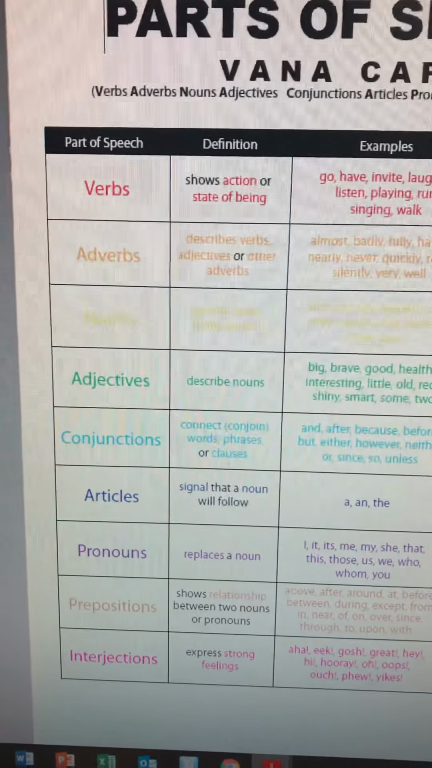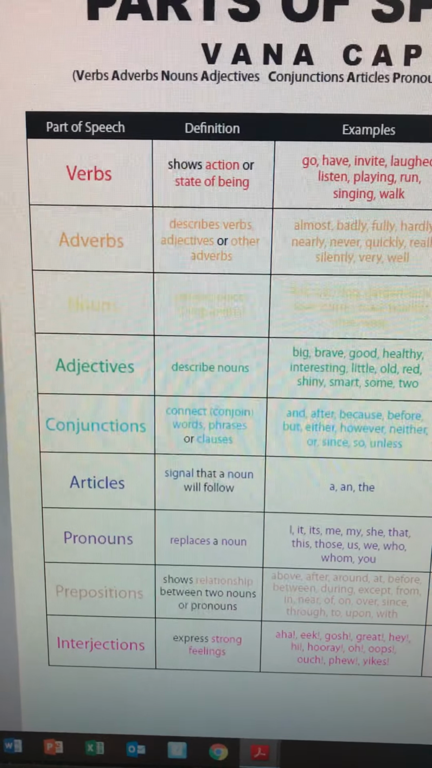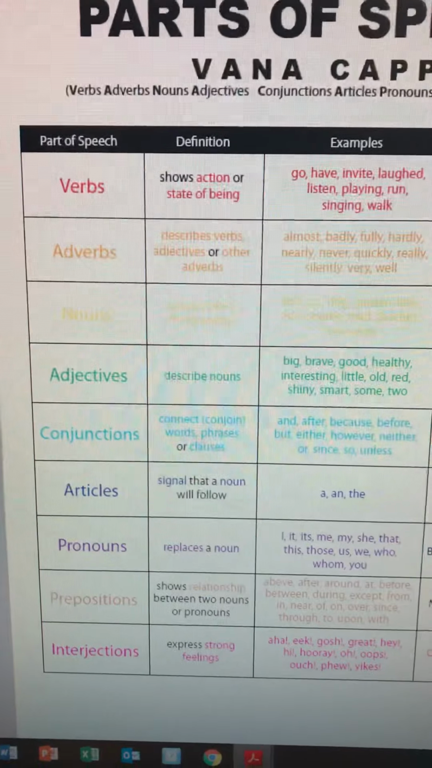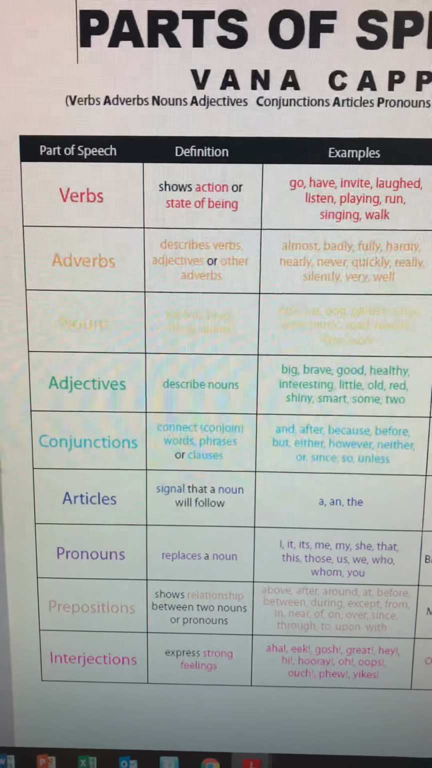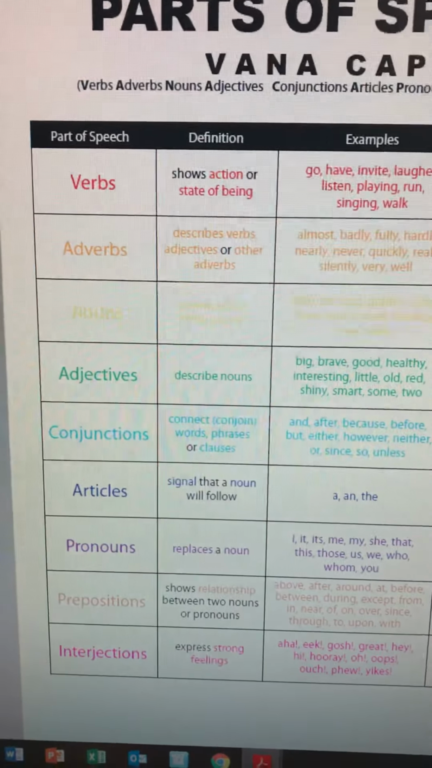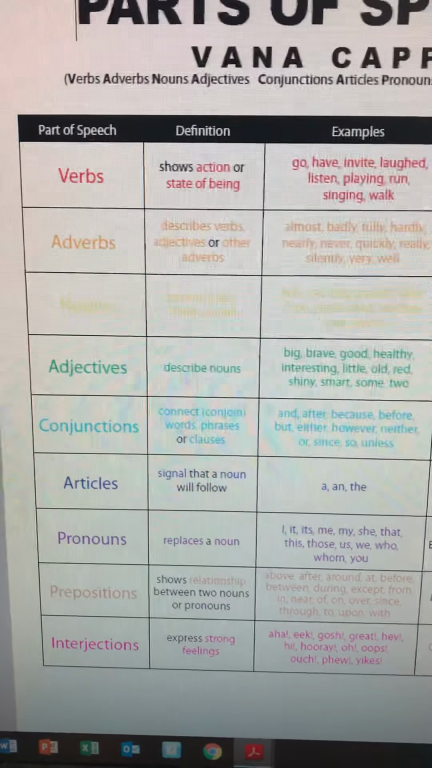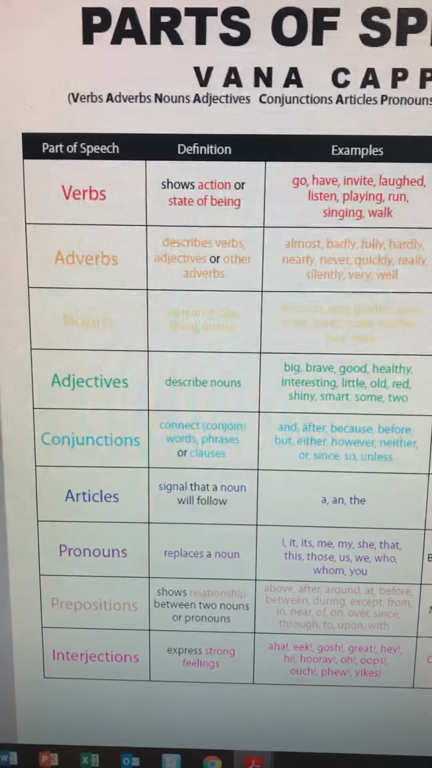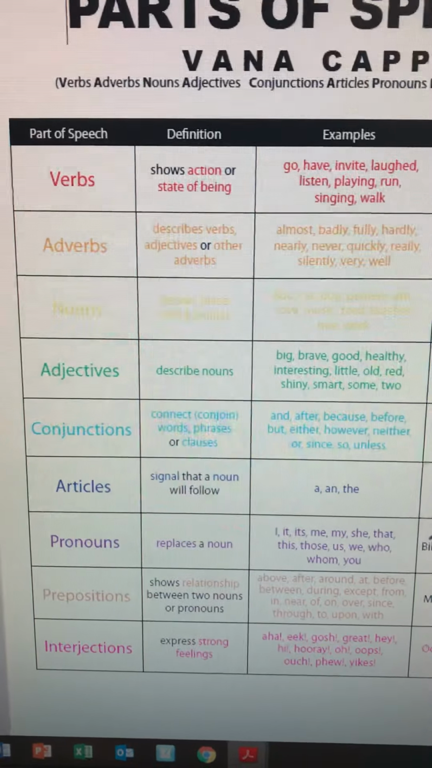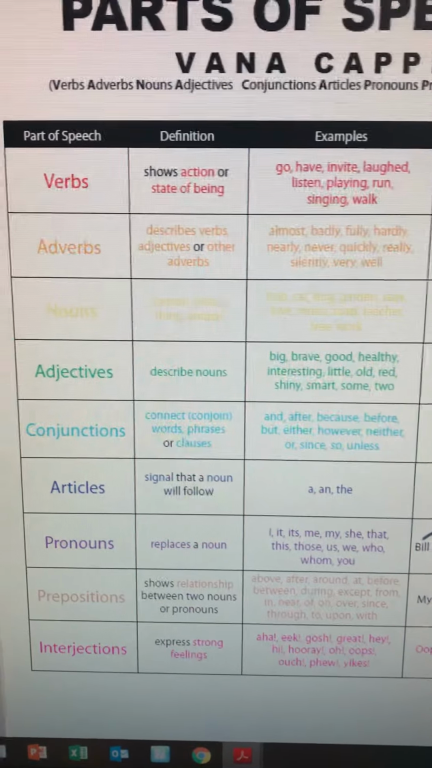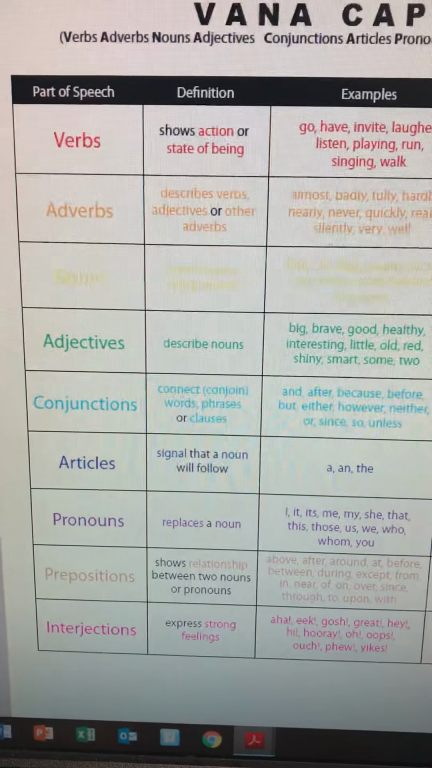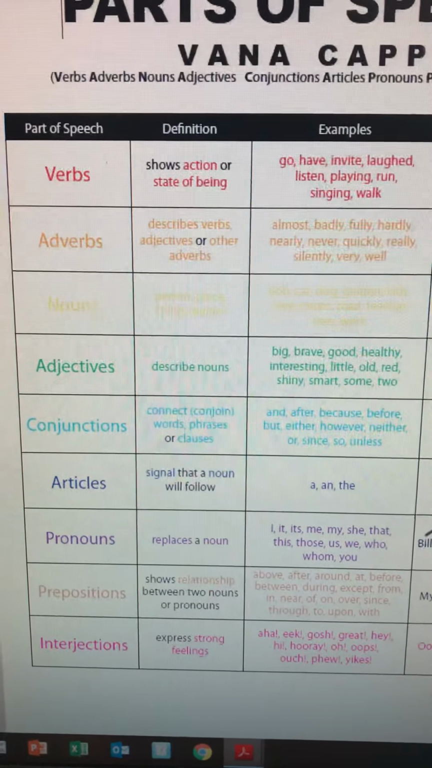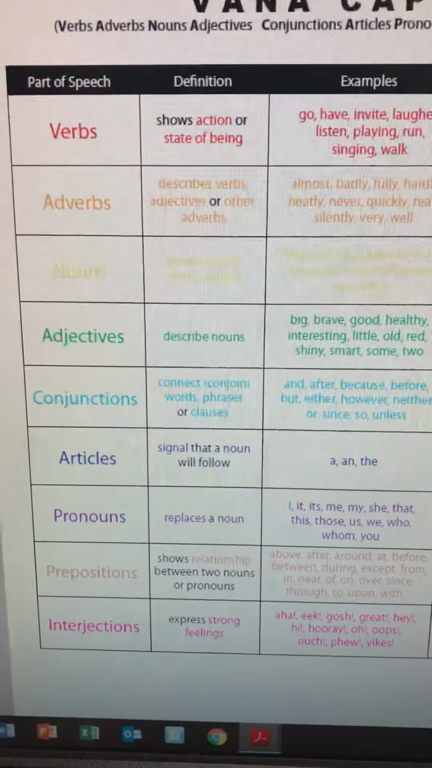Nouns are people, places, and things. Adjectives are words that describe a noun. So a noun might be book, and the adjective might be awesome, or easy, or difficult. Conjunctions connect. And is probably the one that you use the most. Articles are just those little words a, in, and the. Pronouns take the place of a noun. So like she, he, him, her, they, it, all of that.